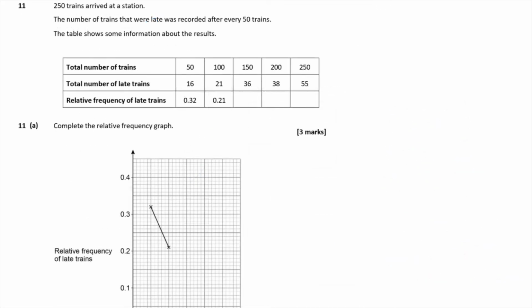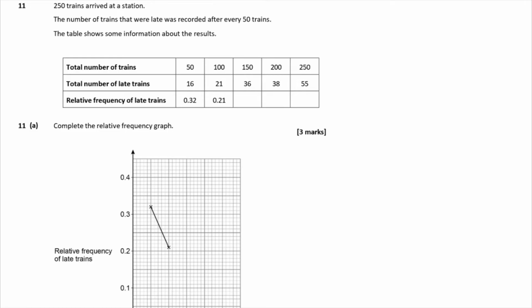Question 11, 250 trains arrived at a station. The number of trains that were late was recorded after every 50 trains. The table shows some information about the results. So we've got the number of trains along the top, 50, 100, 150, 200, 250, and the number of late trains out of those amounts, 16, 21, 36, 38, 55. And along the bottom, we've got relative frequency calculated for 2 of the 5 values. Then part A says complete the relative frequency graph.